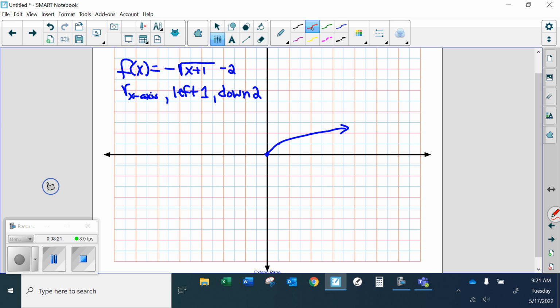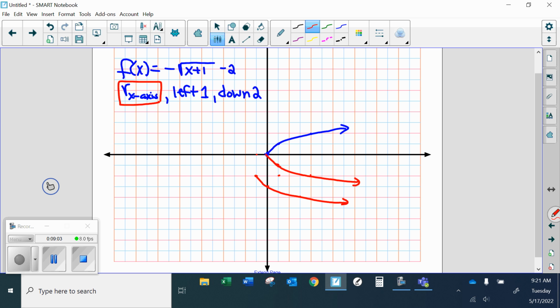We want to always do reflections first, and then we'll do left or right, up or down, it doesn't matter in that order. So we're going to reflect it over the x-axis. That's the 1, -1, 4, -2 right there. Okay, then we take that red one and we go left 1, and down 2. Now we're starting right here instead. In other words, 1 and 1, and then 4 and down 2. 1, 2, 3, 4, down 2.